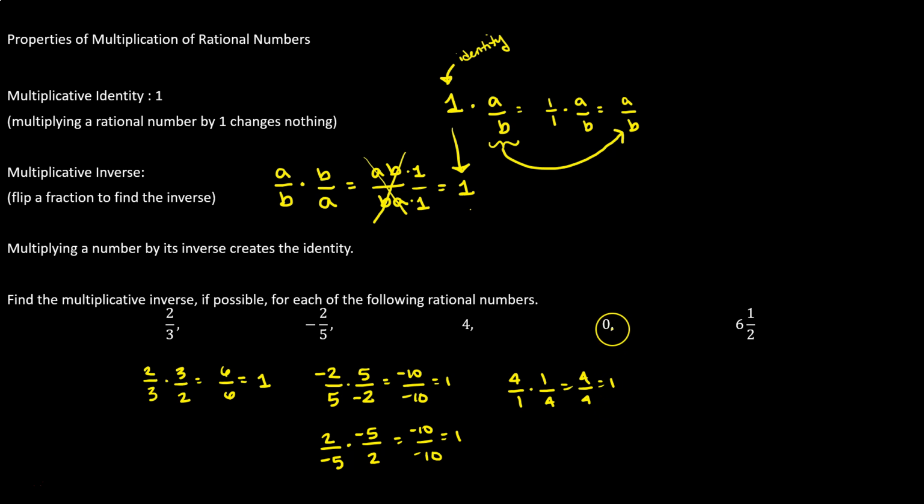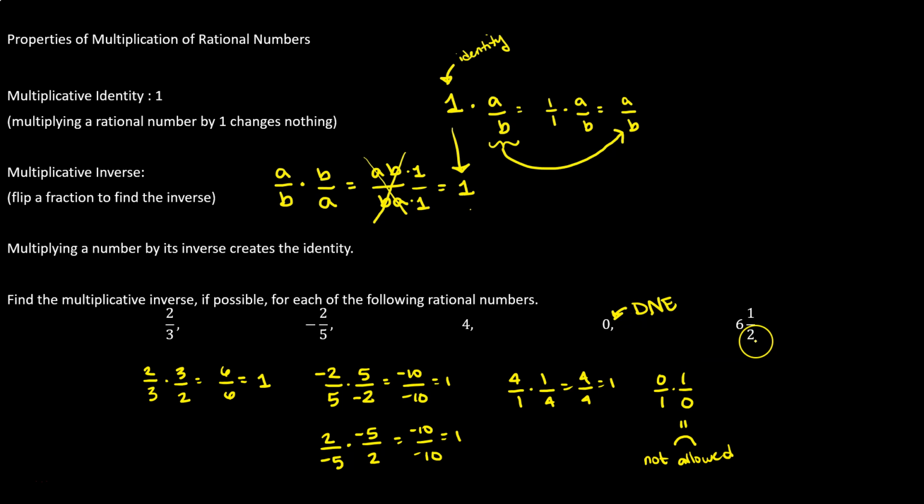What about the number 0? I can turn 0 into a fraction, 0 over 1. But if I try to flip that fraction upside down, I get a 0 in the denominator, and that's not allowed. We cannot divide by 0. Which means the number 0 does not have a multiplicative inverse. I'm going to write DNE for does not exist. We're looking for multiplicative inverse, and the number 0 does not have one.